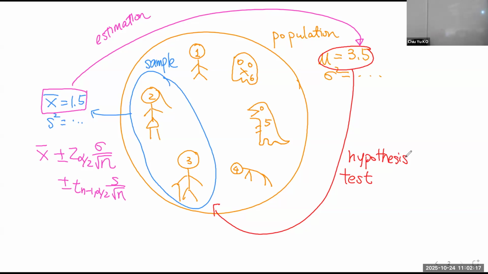So this is the two-step. Whenever you go to do statistics, there's always two steps. One, estimate a model, and two, do hypothesis testing.